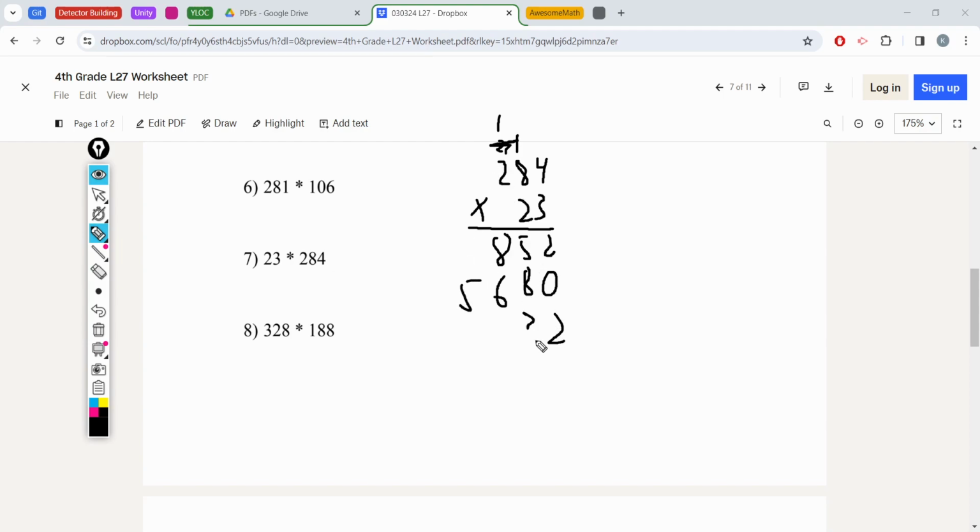So we get 2, 3, carry 1. 1 plus 8 plus 6 is 15. Carry another 1, and then 6. So we get 6,532.